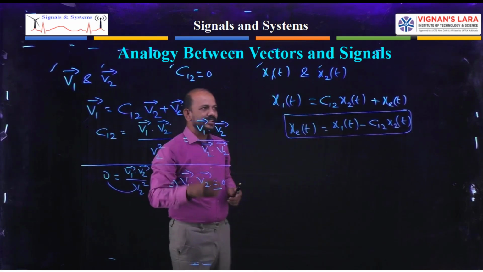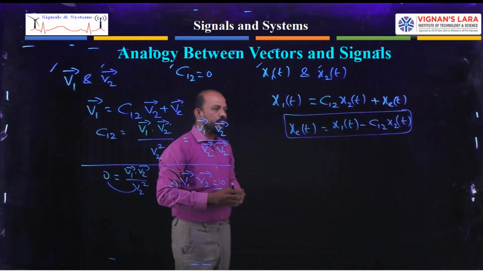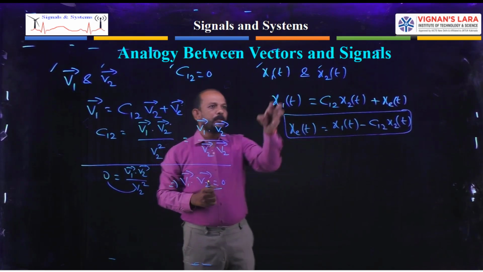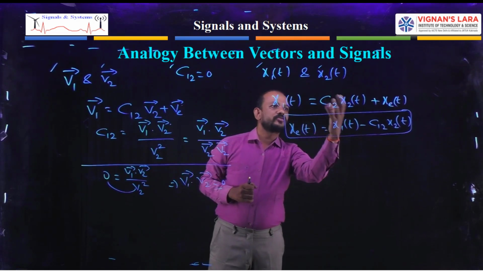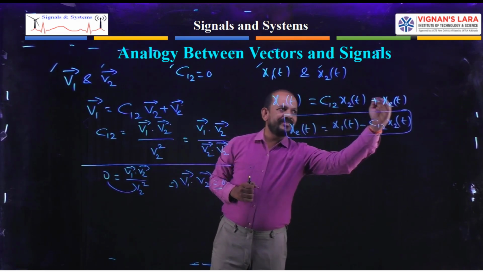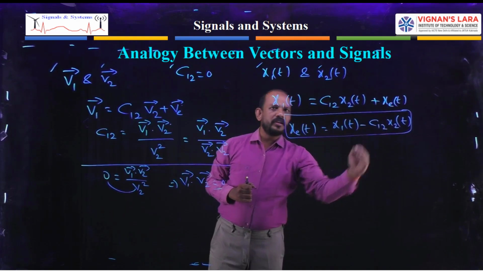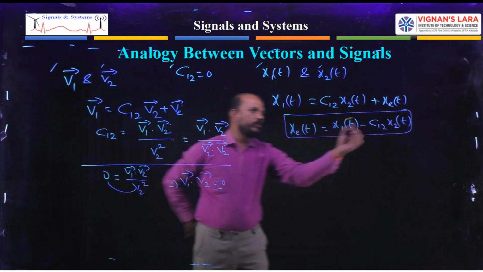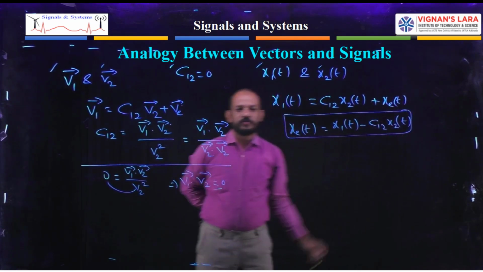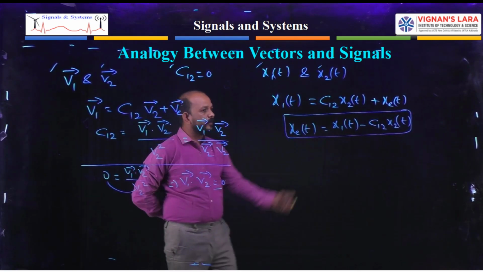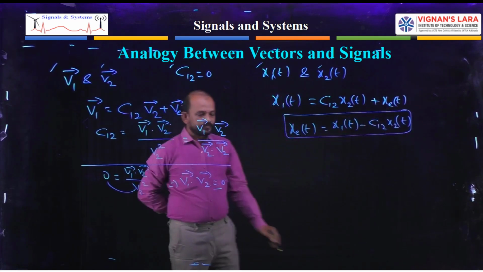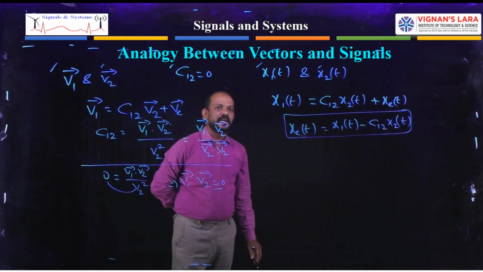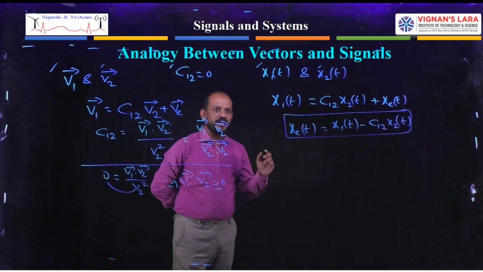But practically there should be a little bit of error. So what we have to do? We have to minimize that error. If the error is minimized, then the approximation of x1 of t in terms of x2 of t is perfect. So this xc of t should be very, very small. Then the approximation is almost perfect. So for that reason, we have to get the minimum value for this xc of t. So how will we get that minimum value of xc of t? For that, we have to find out the average of the squared error.